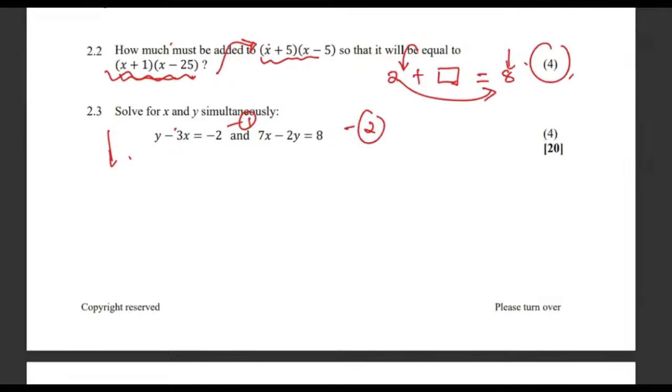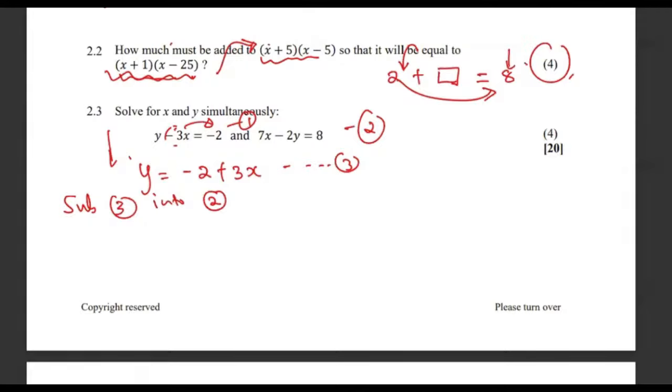And then I can use equation 1 and take this 3x to that other side, meaning that y is going to be negative 2 plus 3x. I'll call this equation 3, and then substitute equation 3 into equation number 2. So where I see y, I'll replace all of that. So it's 7x minus 2 into negative 2 plus 3x is equal to 8. So now we have just one unknown, which is favorable. So it's 7x. This and that will give us a plus 4. This and that is a negative 6x is equal to 8.